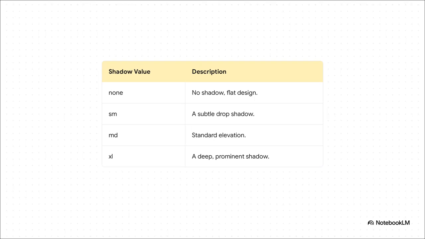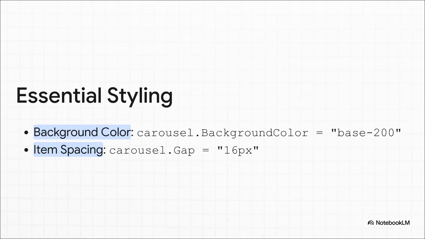Now, to make your carousel really pop off the screen, you need to control its depth, and the shadow property lets you do exactly that. You can go from a completely flat design all the way to a deep, prominent shadow. It gives your UI this tangible sense of elevation, of hierarchy, and again, all with just a simple token. And of course, other essential styling controls are just as simple. You can set the background color using theme-aware tokens like base 200, so it'll automatically match your app's dark or light mode. And you can control the exact spacing between your items with the gap property. It's all about making styling quick, easy, and consistent.